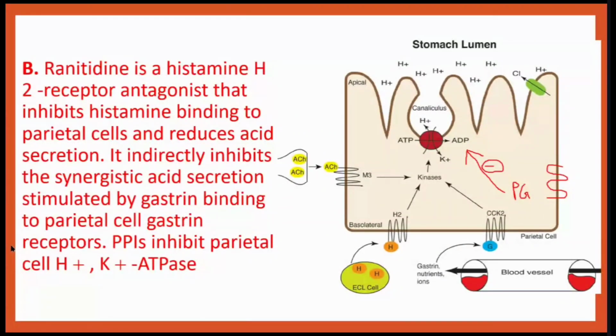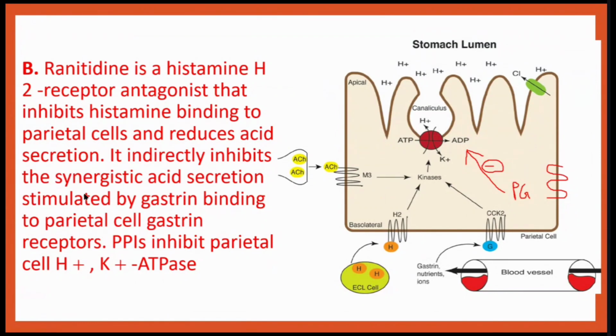Now, here is the structure of parietal cells. It has four receptors on the wall, that is M3, H2, G receptors, and prostaglandin. The first three receptors induce the acidic secretion, whereas the prostaglandin helps reduce the secretion.